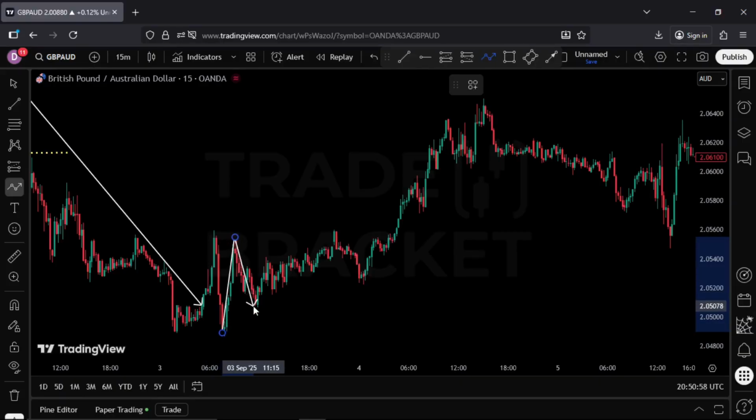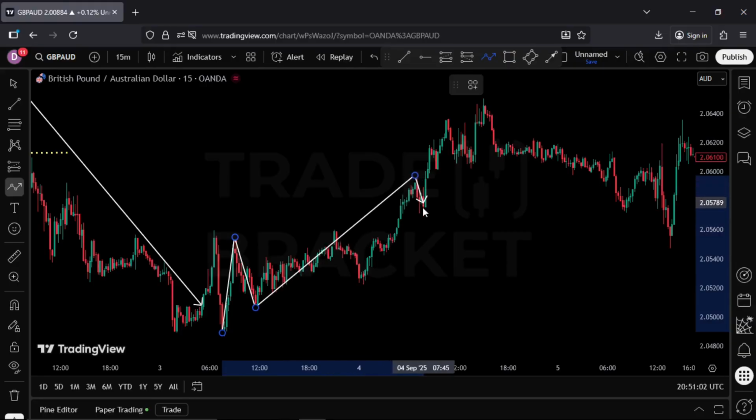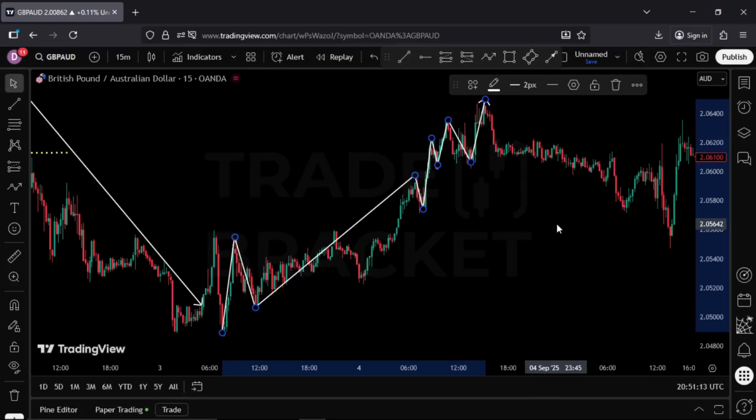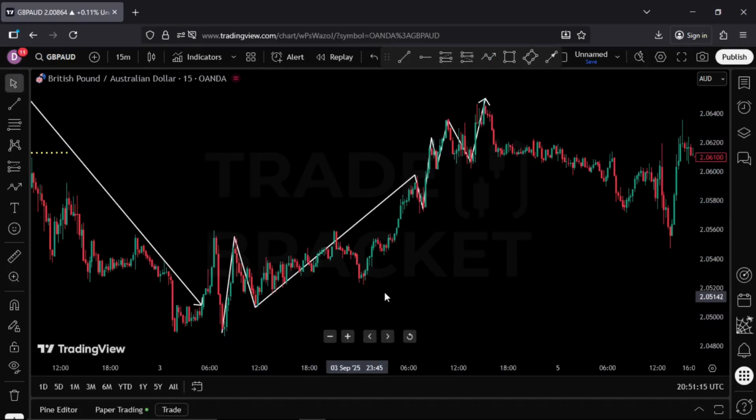It made a pullback, okay? Then push. Let me mark first, I'll explain later. Okay, then it made a pullback, made an impulsive move, retracement, impulsive move, retracement, impulsive move, right? So until that point, all right? So now this is why it's very important for you to know how to mark your market structure, okay?